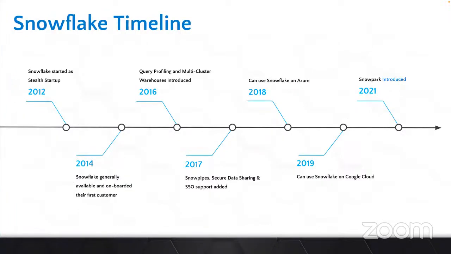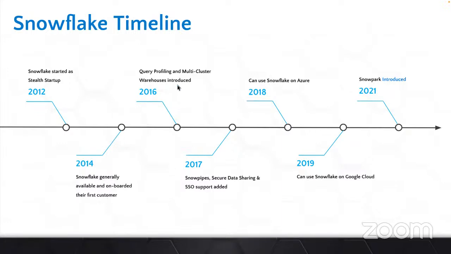Before we start, I would like to start with the timeline of Snowflake, and then the timeline of BigQuery, and then we will be looking into why Snowflake, why BigQuery. Just to give you a holistic perspective. Snowflake started as a stealth startup in 2012. And in 2014, Snowflake became generally available, and the company onboarded its first customer.